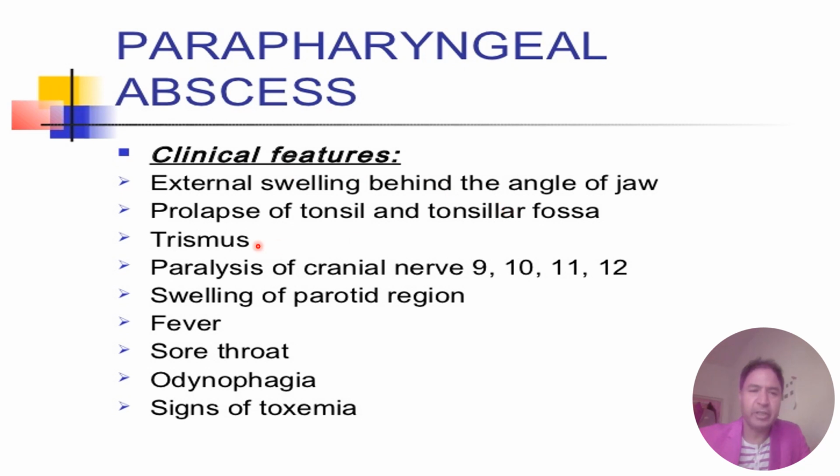Parapharyngeal abscess clinical features: external swelling behind the angle of the jaw, prolapse of the tonsil and tonsillar fossa, trismus, paralysis of cranial nerves 9, 10, 11, and 12, swelling of the parotid region, fever, sore throat, odynophagia, and signs of toxemia. So these are the features.